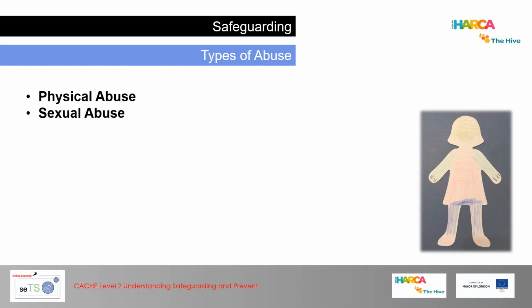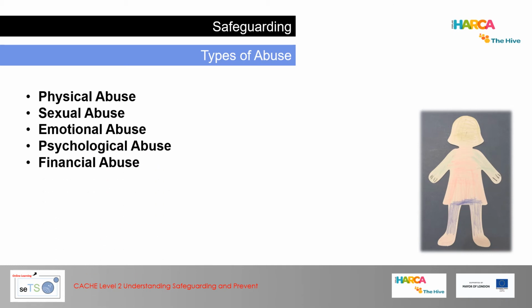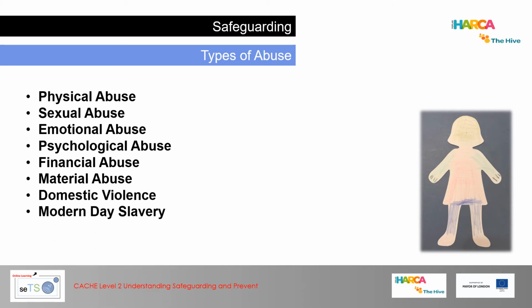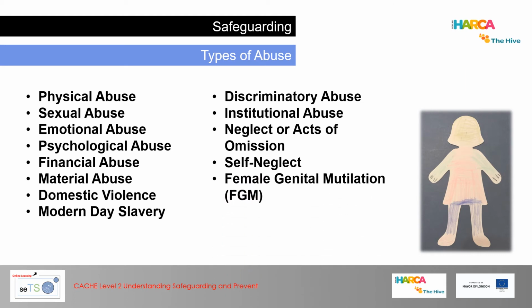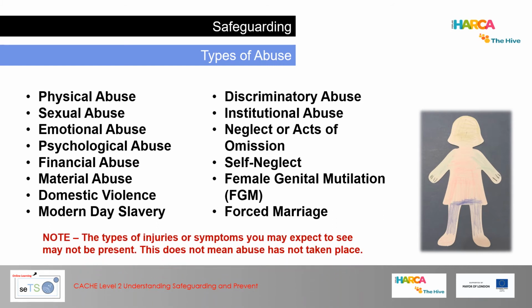Physical abuse, sexual abuse, emotional abuse, psychological abuse, financial abuse, material abuse, domestic violence, modern day slavery, discriminatory abuse, institutional abuse. Next, neglect or acts of omission, self-neglect, female genital mutilation, forced marriage.